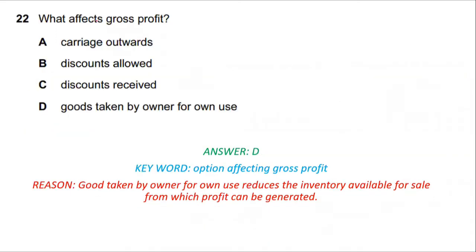Multiple choice 22, what affects gross profit? First thing immediately that you should think of, how do we calculate gross profit? Gross profit is the difference between sales revenue minus cost of goods sold. So either sales or cost of goods sold should be changed. Carriage outwards, it's not the correct option. Discount allowed is again not the correct option. Discount received again is not the correct option.